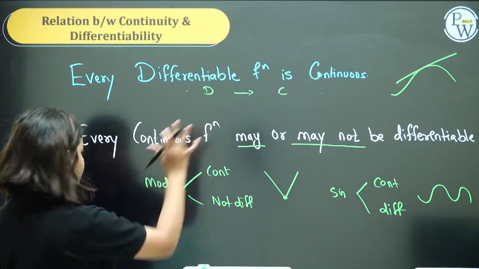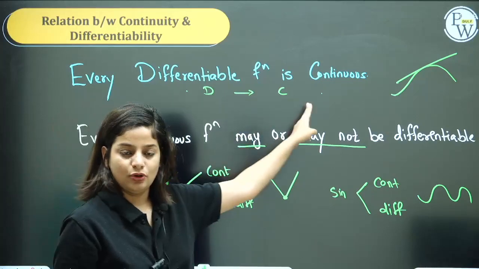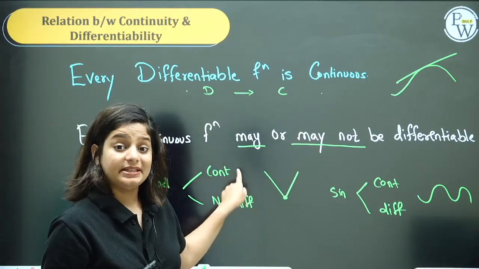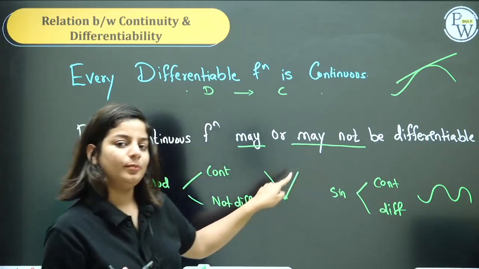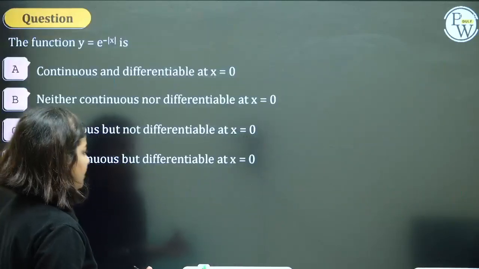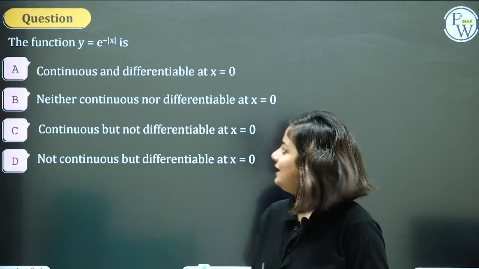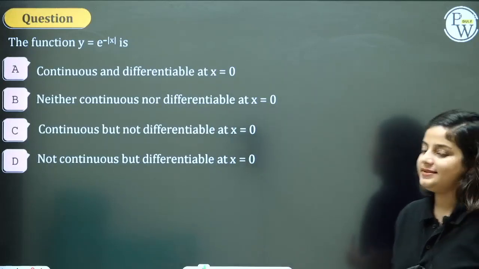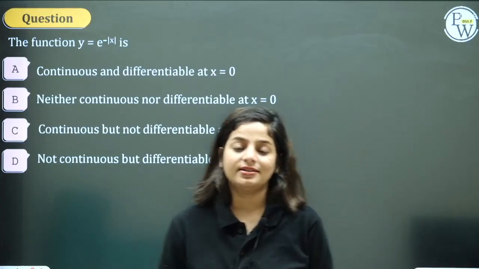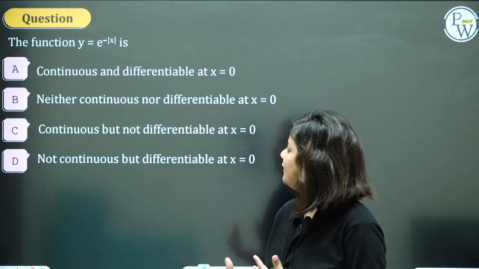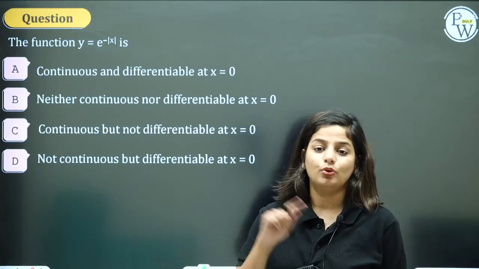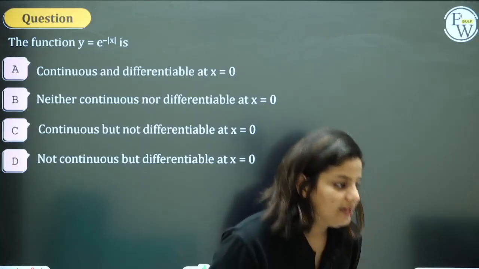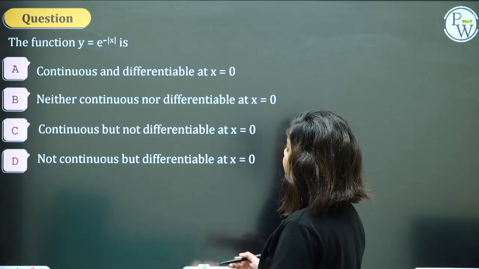Alright, remember this. If you know D, you will know C also. If you know C, then there is ambiguity. You may know D, you may not know D. Depends. Here is a question. Function y is equal to e raised to minus mod x is what? Continuous, differentiable, neither continuous nor differentiable, etc. That means you have to check both the continuity as well as differentiability for this function.